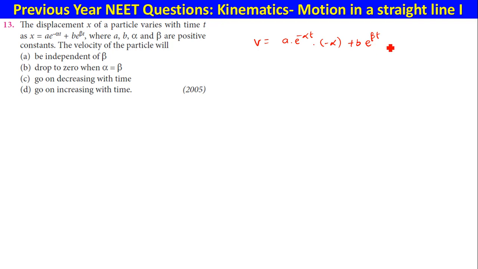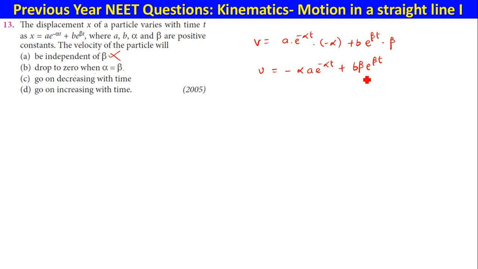Differentiation is e power beta t itself. Next, if you differentiate this beta t, you will get beta extra. Now, shall I write this as minus alpha a e power minus alpha t plus beta b e power beta t. Now let us check which option will be matching here. He is saying that the velocity of the particle will be independent of beta. So velocity should not be having beta terms at all. But here velocity is having beta terms. So this is wrong. Now if you take alpha equal to beta, then velocity drops to 0.